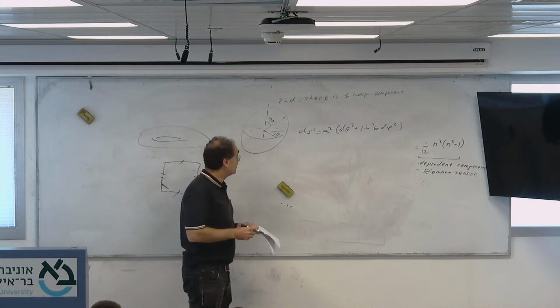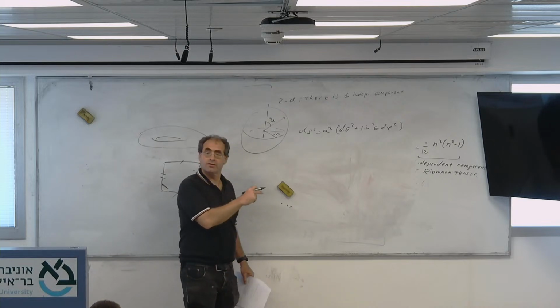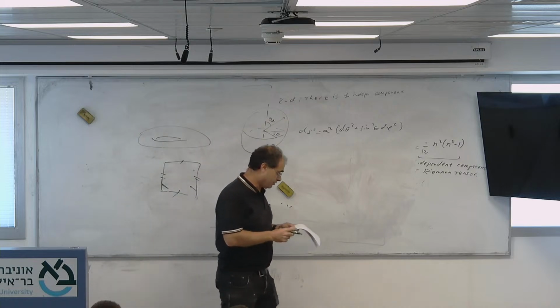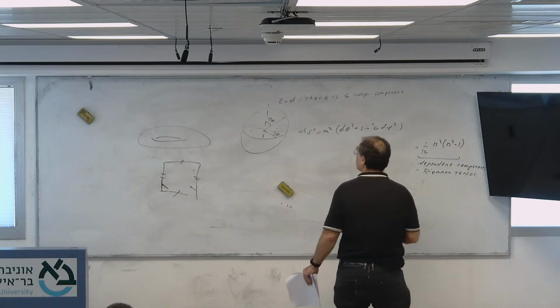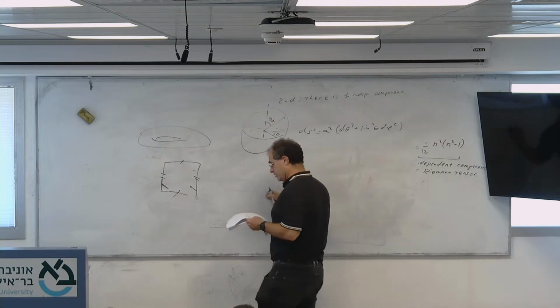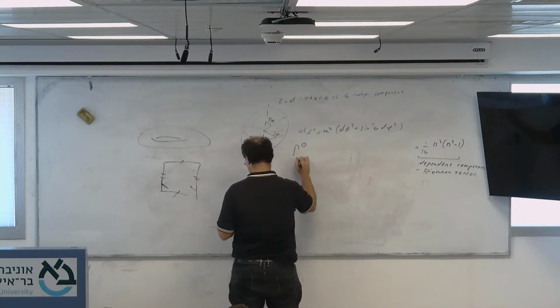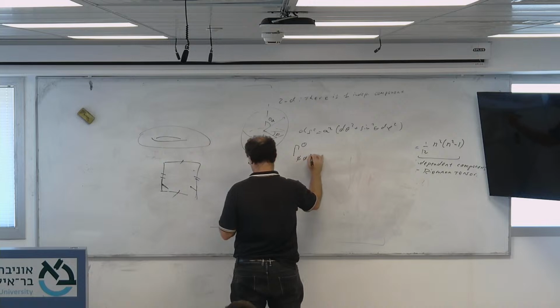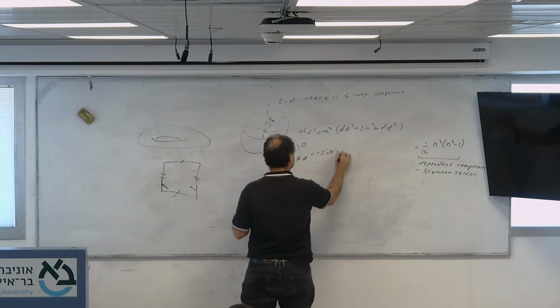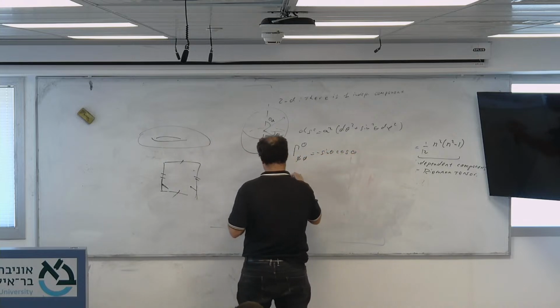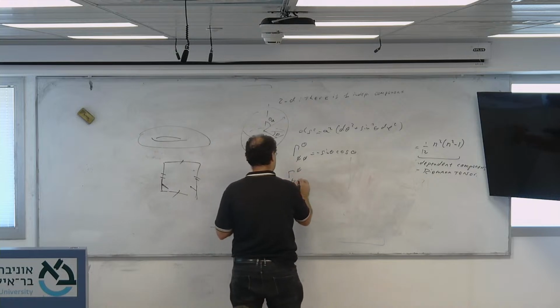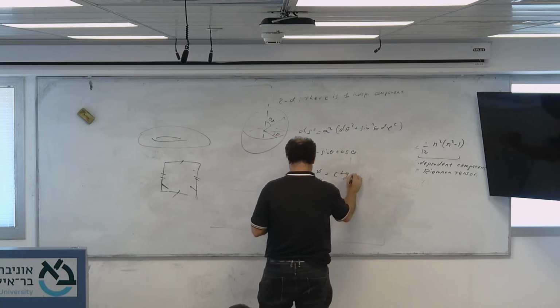So I think you were supposed to look at the metric for that at home. So let's go over it quickly. The only non-zero connection coefficients are gamma theta phi phi, which is minus sine theta cosine theta, and gamma phi theta phi, which equals gamma phi phi theta, which is cotangent theta.